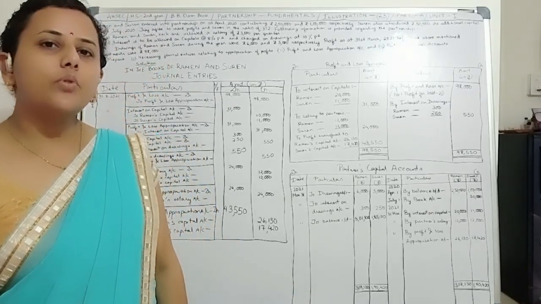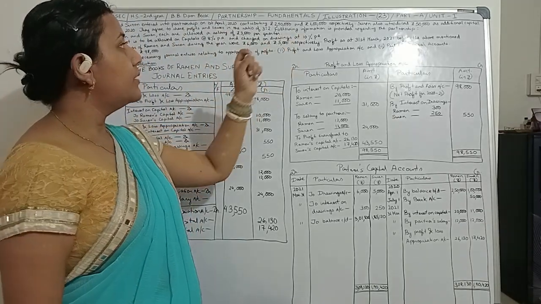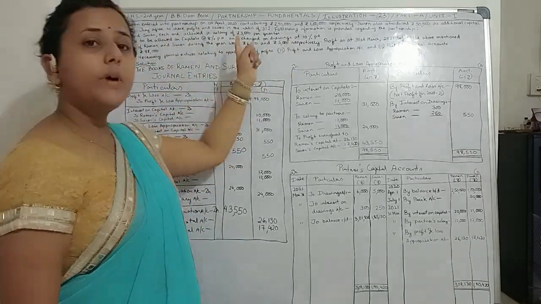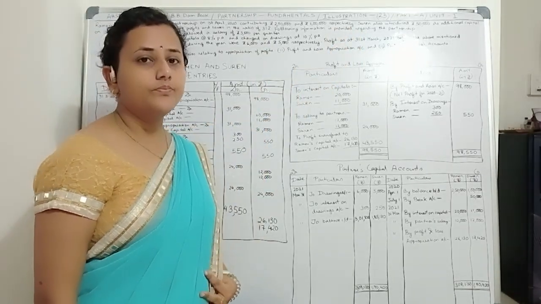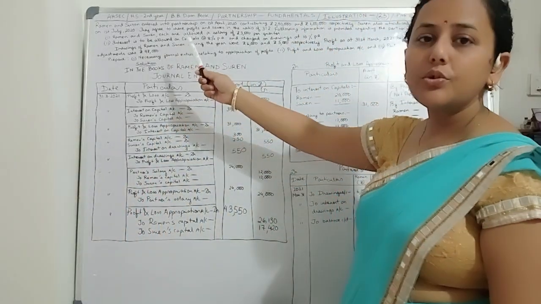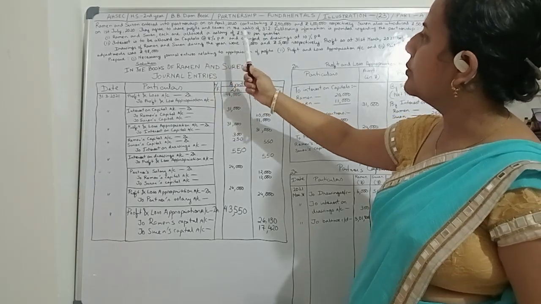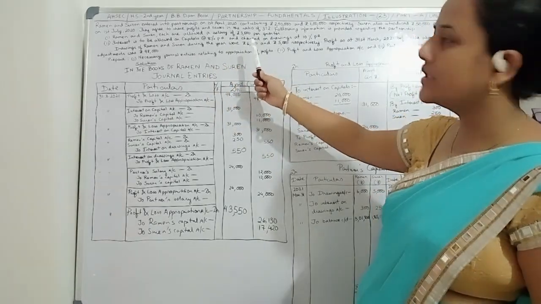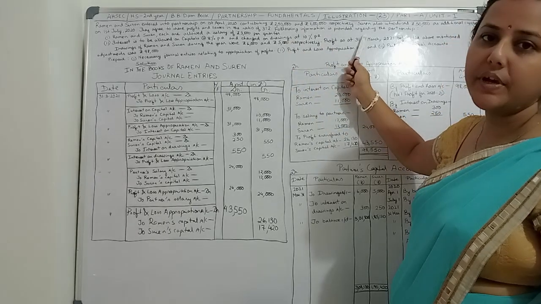Today I am going to discuss illustration number 23 from B.B. Dam's book Partnership Fundamentals, Part A, Unit number 1. Here you see what is said in the question: Ramesh and Suren entered into partnership on 1st April 2020, contributing 2,50,000 and 1 lakh respectively.